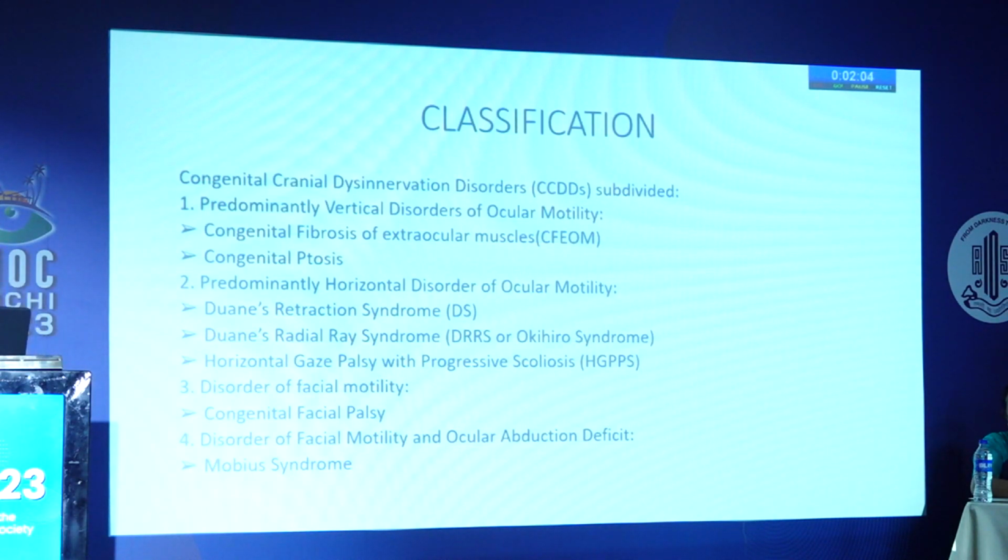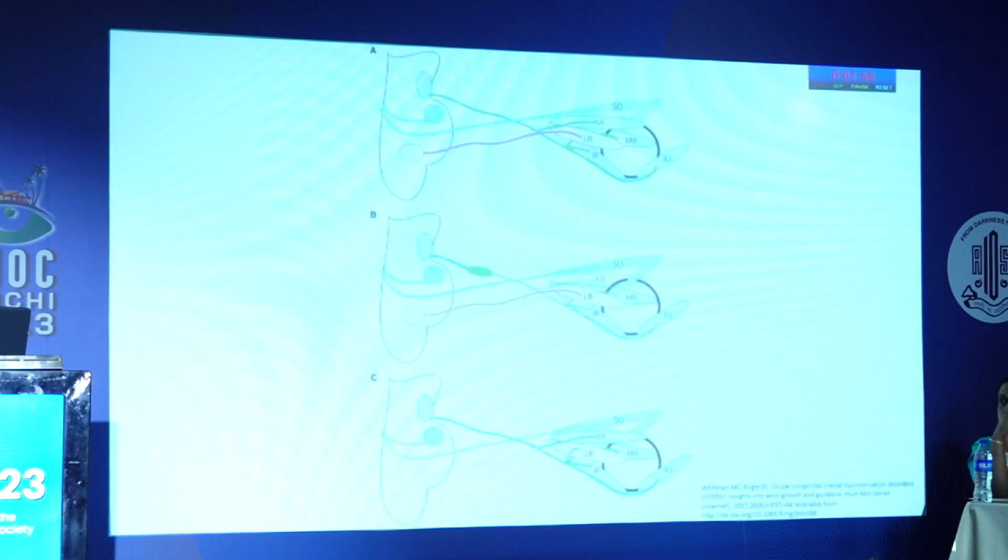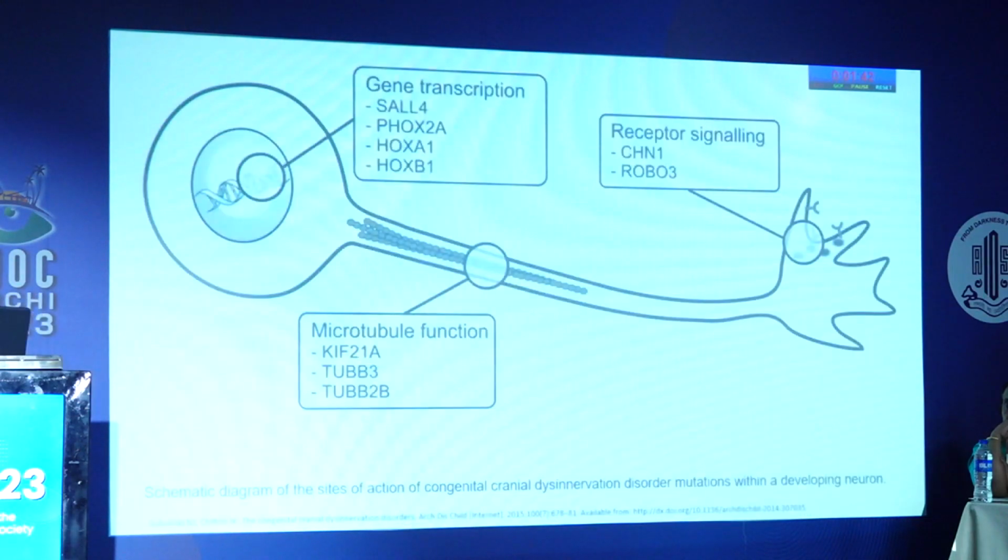Because of paucity of time, I shall be running through it. There can be primarily vertical disorders like congenital fibrosis of extraocular muscles, congenital ptosis, Duane retraction syndrome, Okihiro syndrome, congenital facial palsy, and Mobius syndrome. A schematic diagram. In part B, you can realize the oculomotor nerve is present proximally but not distally. In part C, which is a case of DRS, you can see that the LR is not supplied by the 6th cranial nerve and has a misinnervation from the 3rd cranial nerve.